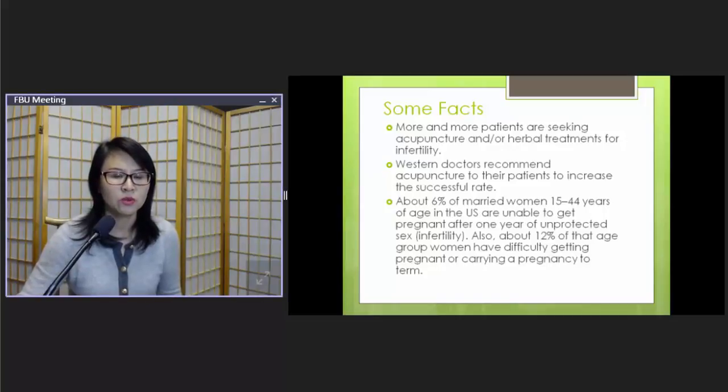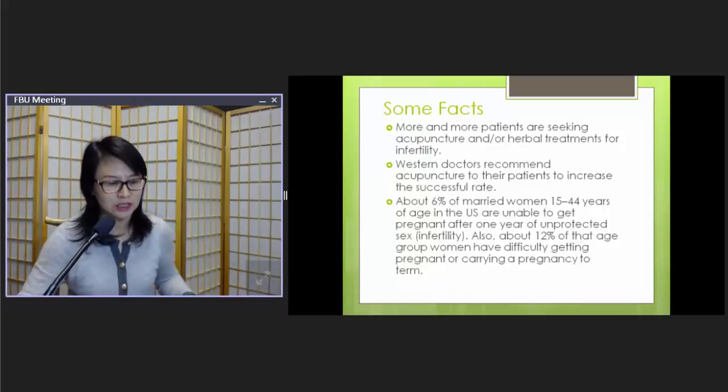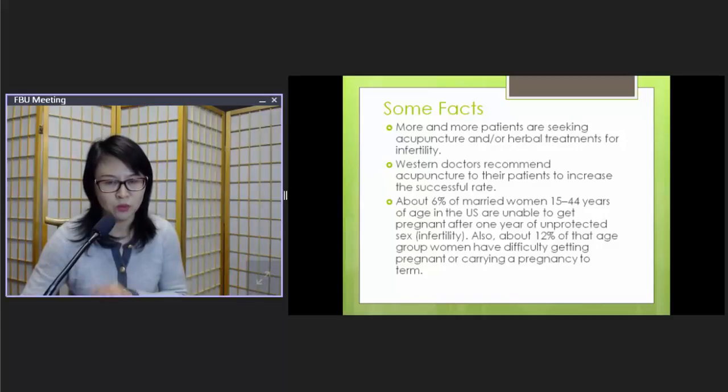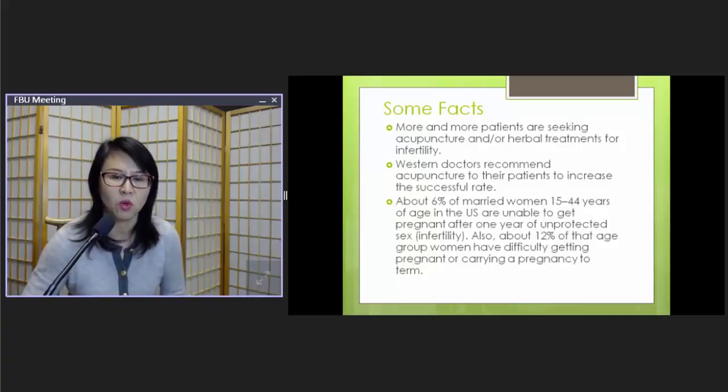And how can we do it? Normally we do acupuncture and herbs together with the Western doctors, and so we have a good result. There was one research done in Europe that said acupuncture working together with IVF doubles the IVF rate, 50% more.